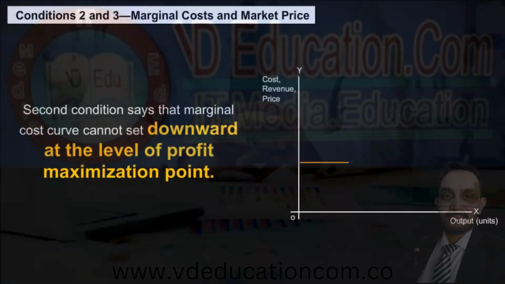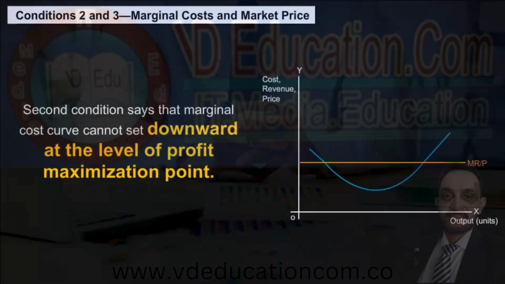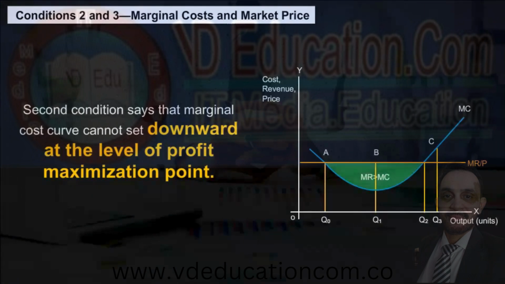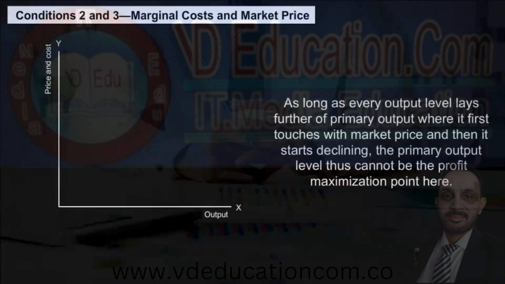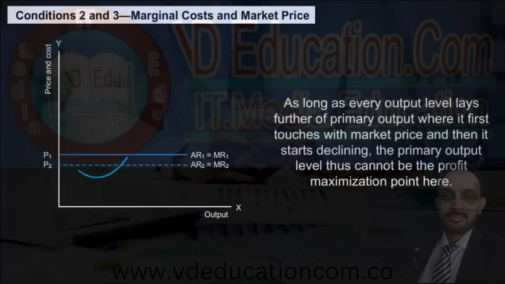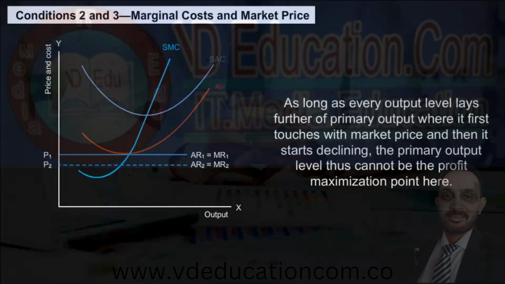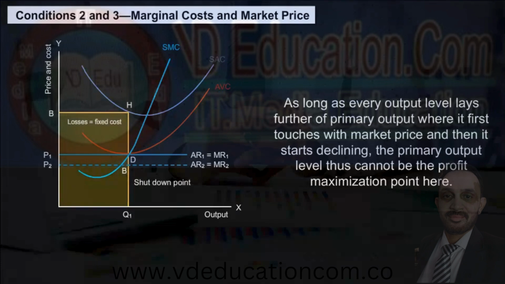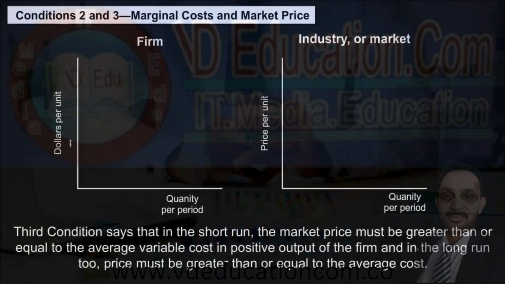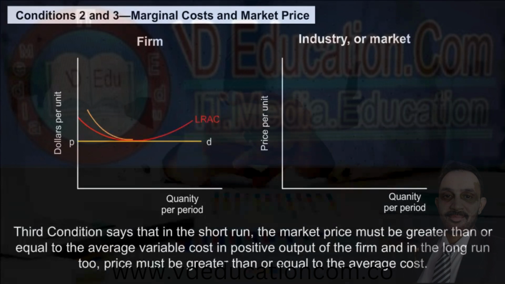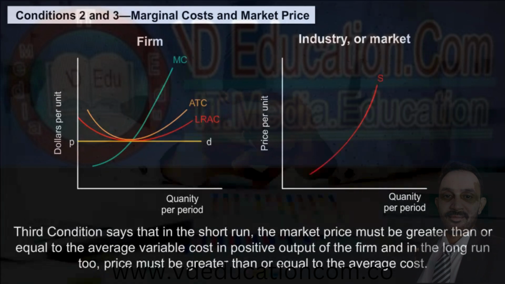The second condition says that the marginal cost curve cannot slope downward at the profit maximization point, as every output level lies beyond the primary output where it first touches the market price and then starts declining. The primary output level thus cannot be the profit maximization point here. The third condition says that in the short run, the market price must be greater than or equal to the average variable cost at positive output of the firm, and in the long run too, price must be greater than or equal to the average cost.